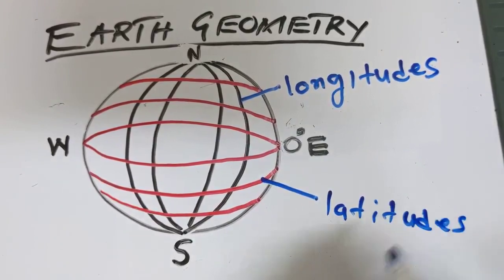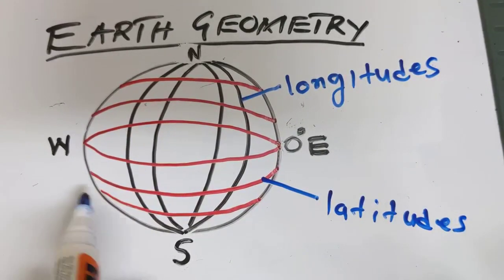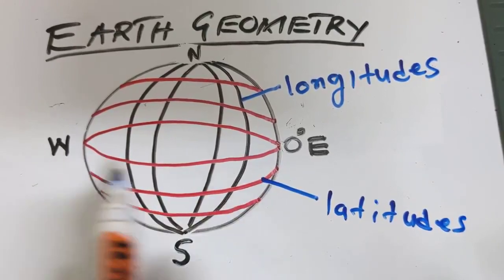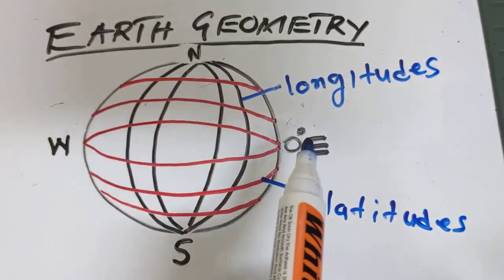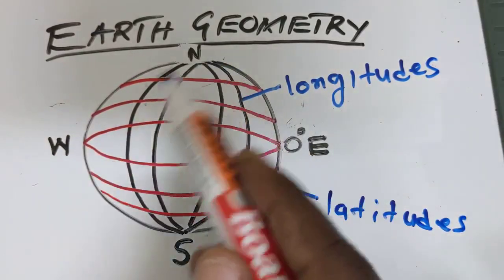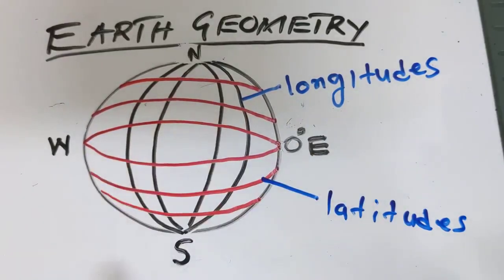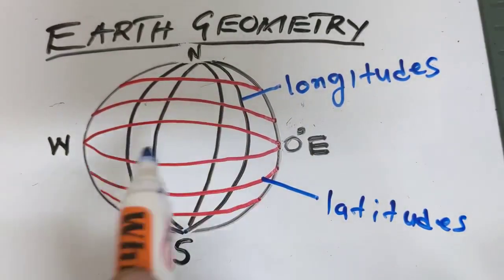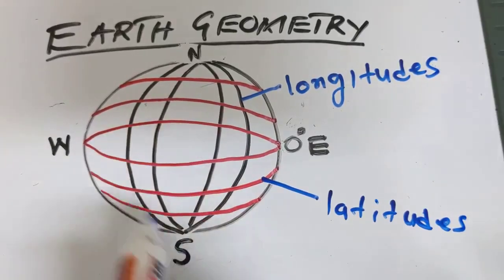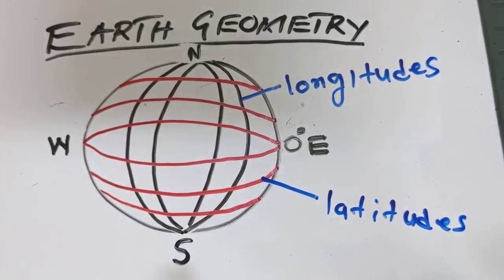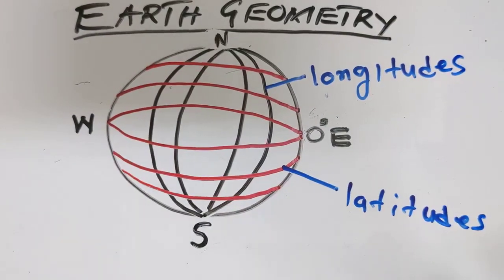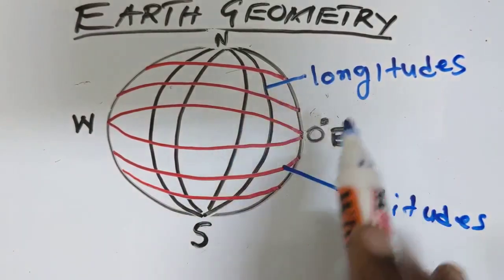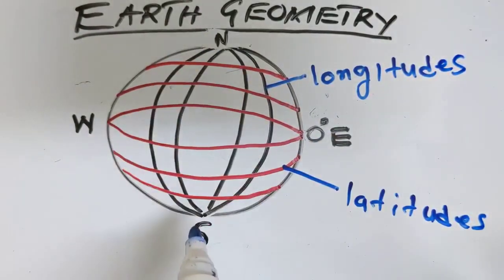Latitudes, like that. The latitudes are horizontal, meaning that they go like this. That is horizontal. And these ones which are going this way are vertical, and we call them longitudes. All right, you need to know them. It is very important to know them. So just know that these are longitudes which are going like this. Then these ones are what we call latitudes.